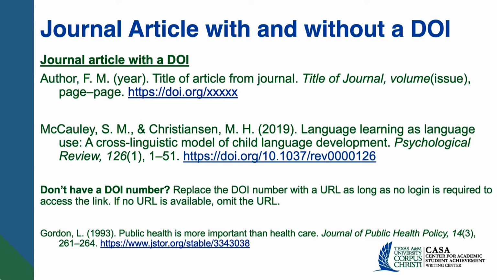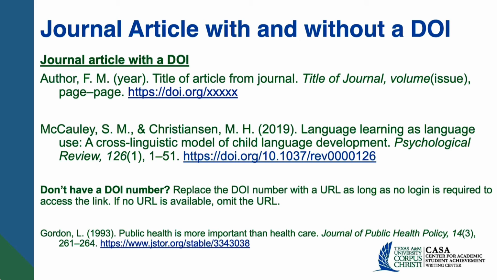We have the author, their last name is first, and then the author's initials. First initials are always used. You do not spell out their first name. Then you will include the year of publication. After that comes the title of the article from the journal, and then the title of the journal itself.